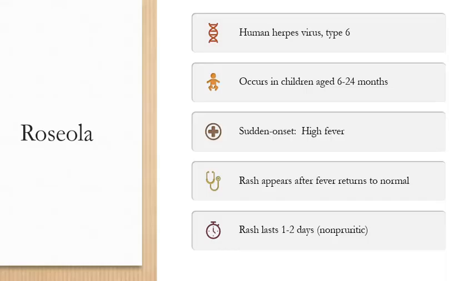This is the human herpes virus type 6. Occurs in children aged 6 to 24 months. There is a sudden onset. They'll have a high fever. Rash appears after the fever returns to normal. The rash lasts 1 to 2 days.